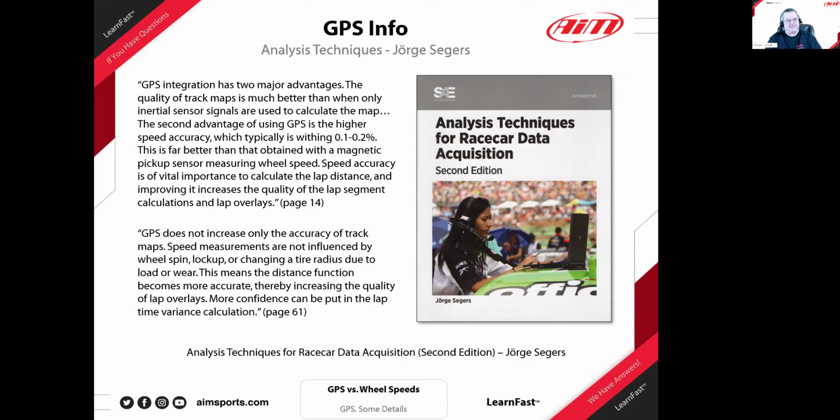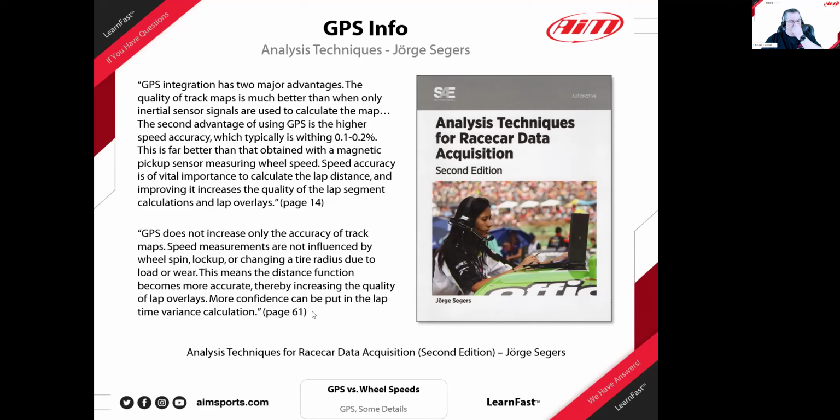He talks about GPS and its advantages, and the one thing that struck me the most is, we're talking speed here, and speed is a clear advantage of being able to have that value, but really there were a couple of other things. The quality of track maps certainly is better. We're not just relying on lateral G's and rollout distances, so the track maps become much better. And then the other thing is with that speed accuracy, we can calculate the lap distance better, and that improves our lap segment calculations and our lap overlays. All of that is kind of built into that GPS speed sensor. That's on page 14, where this quote comes from in the book.